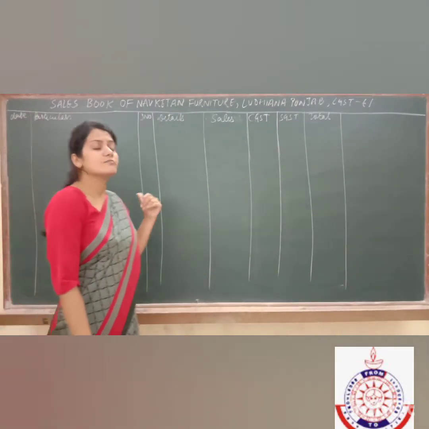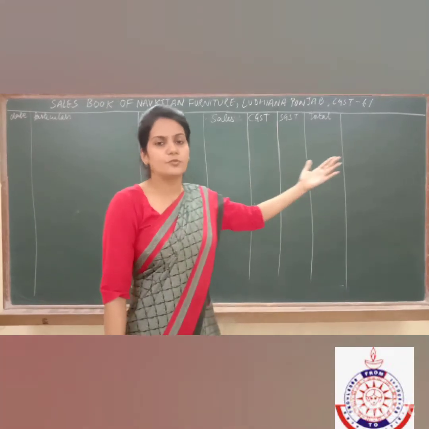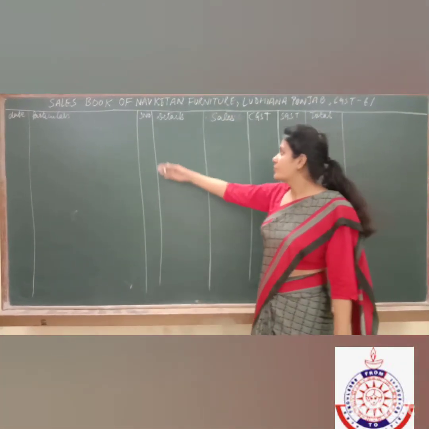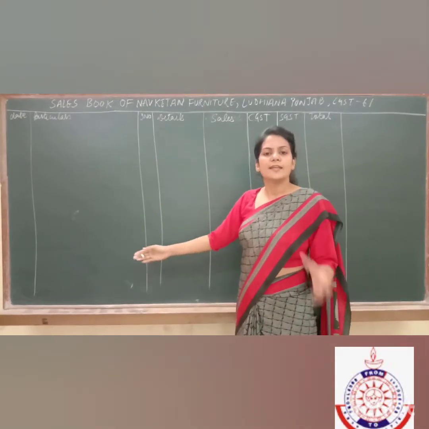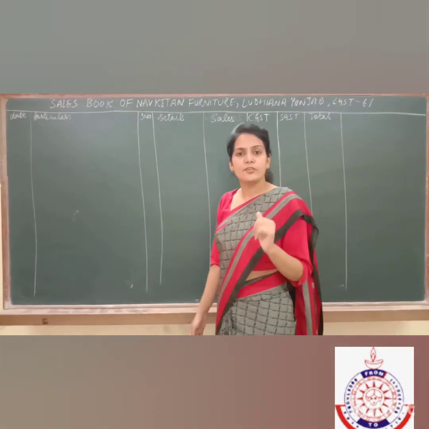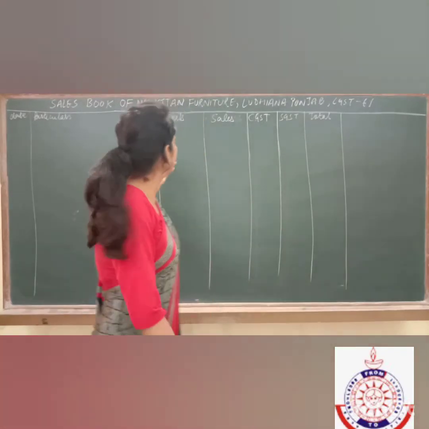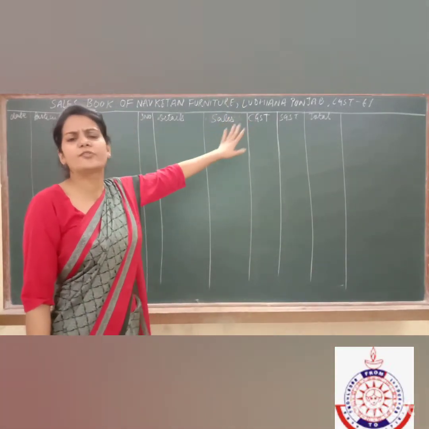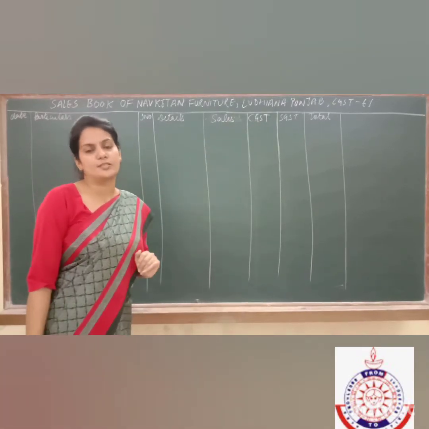Now, in sales book also, first of all you have to record all the transactions. Then you have to make one invoice number column. Write the invoice number if it is given in the question. Then the same things: details, sales, output CGST, SGST, whatever. Everything is the same here. There is no change.